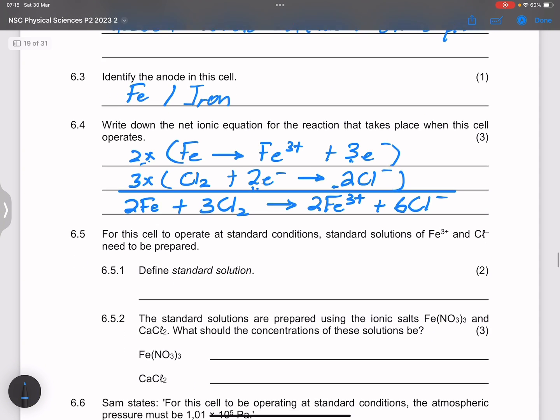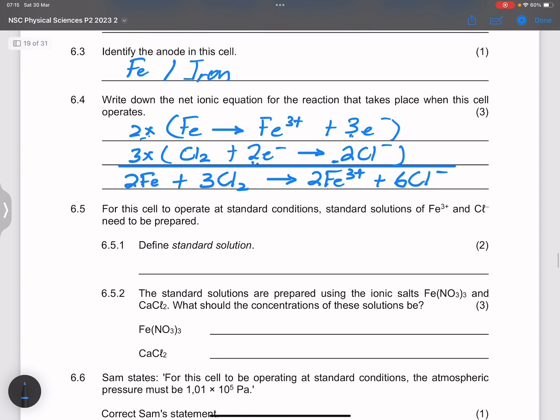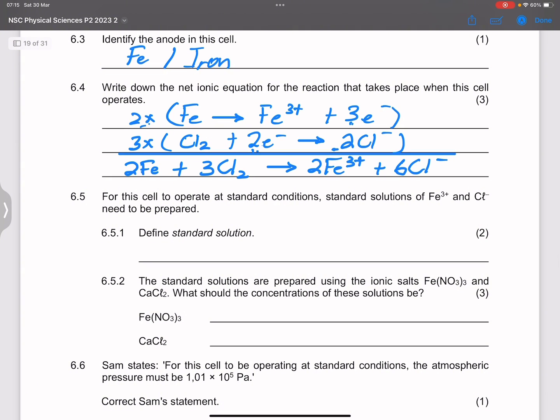They say for this cell to operate, standard conditions of Fe3 plus and Cl minus need to be prepared. So they say define standard solution. What is a standard solution? It's a solution of known concentration. Please remember that. We've got a solution of known concentration.